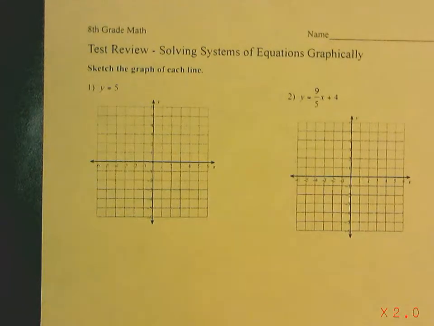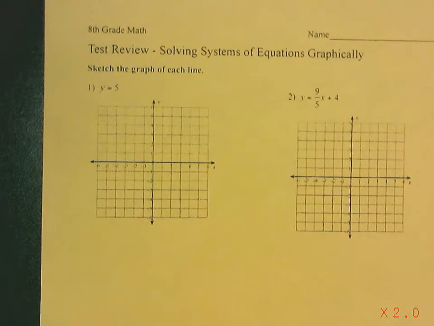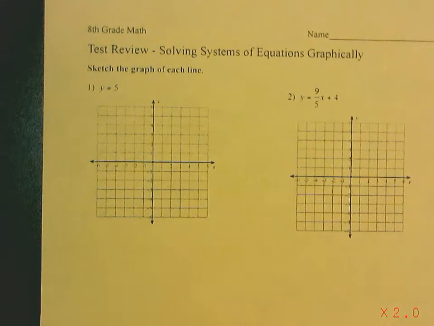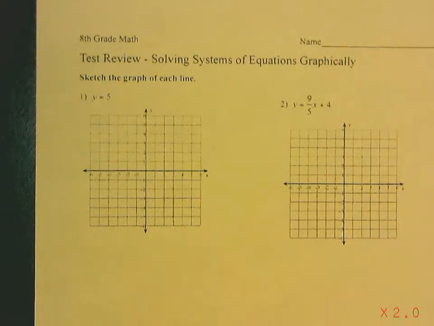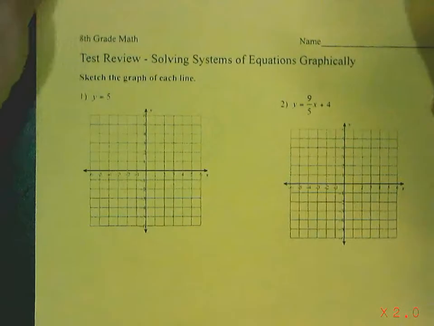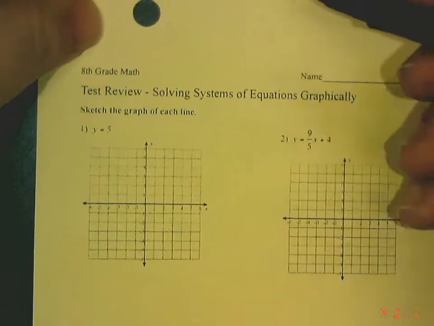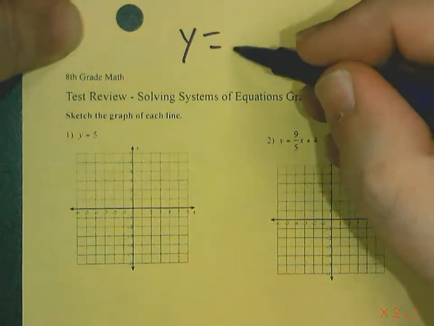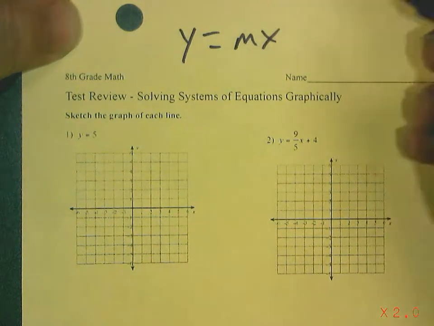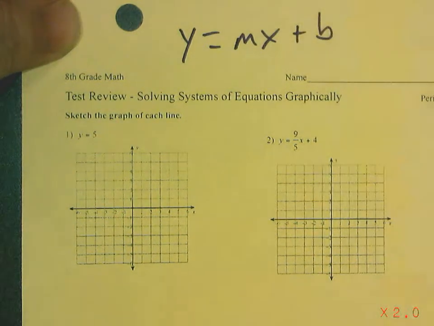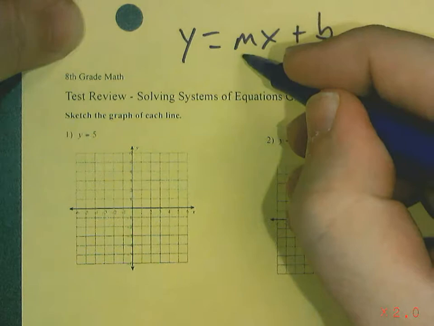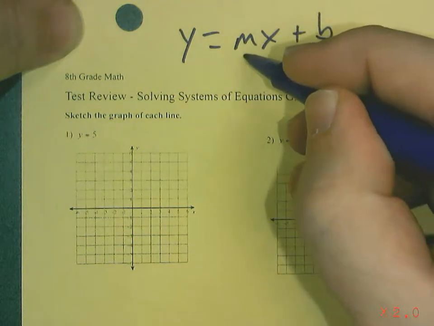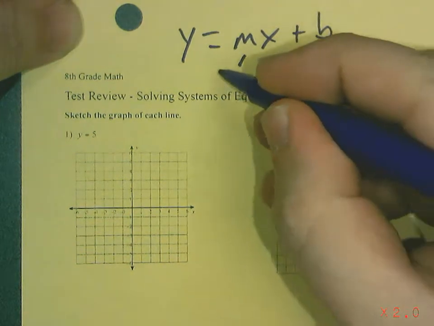All right, so this is the test review for graphing equations and systems of equations. Before we start, remember whenever we're graphing, it's always going to be in our slope-intercept form, which is usually represented as something looking like this: y is equal to some number times x, and then plus or minus some number.